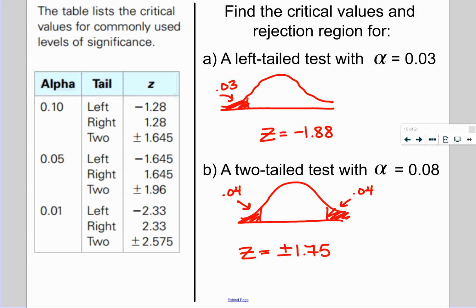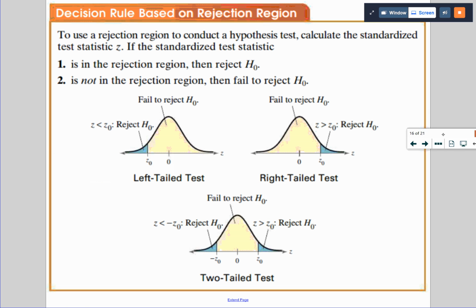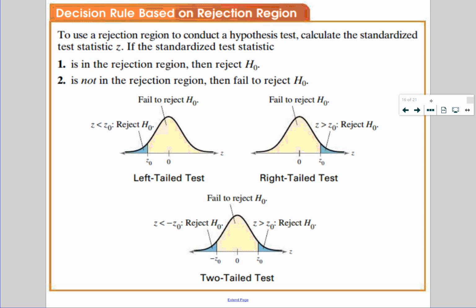Good? Questions? Getting critical values. Okay. So, putting it together now. We're going to be setting up our hypotheses. We're going to be looking at if it's left-tailed, right-tailed, or two-tailed. And then we're going to be finding this critical value z sub 0.